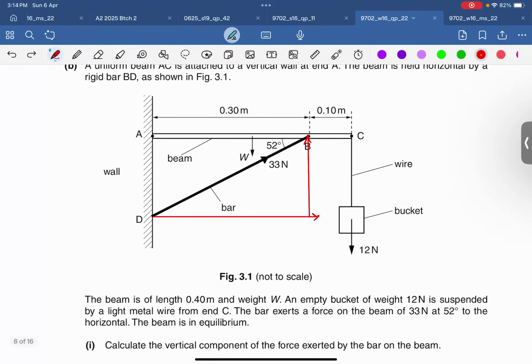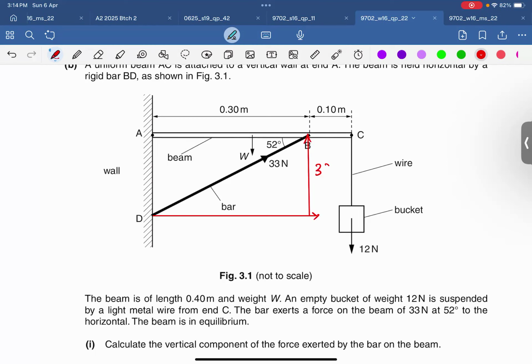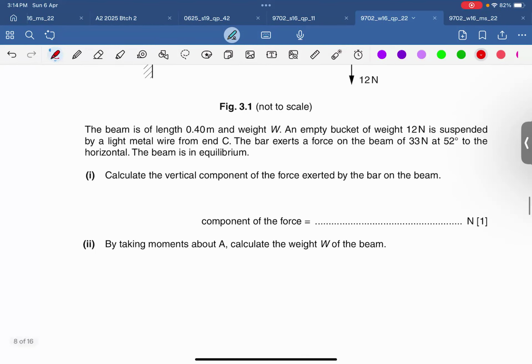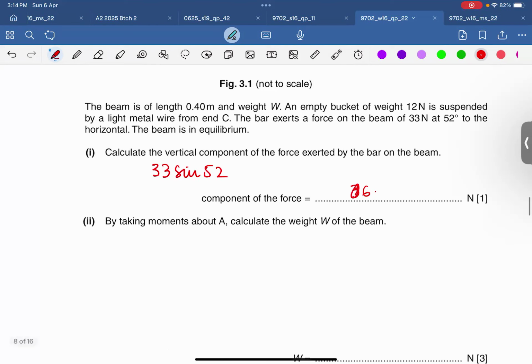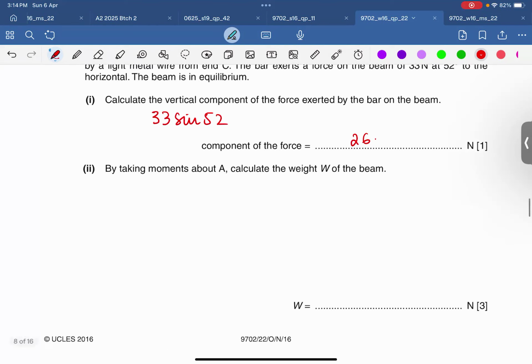33 sin 52, yes, 33 sin 52. Okay, how much? 26.004. Okay, 26. Sir, 26. 26, okay. Let's move on.